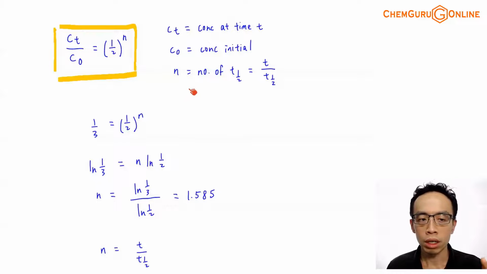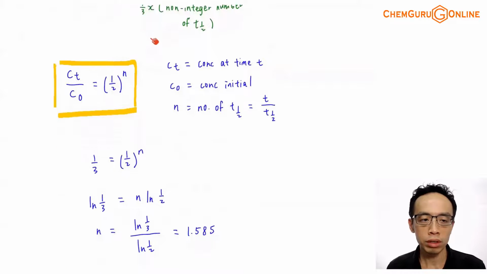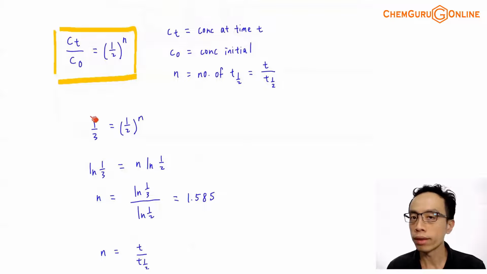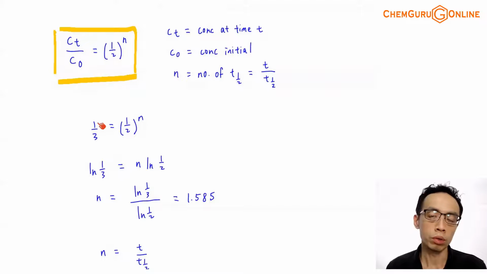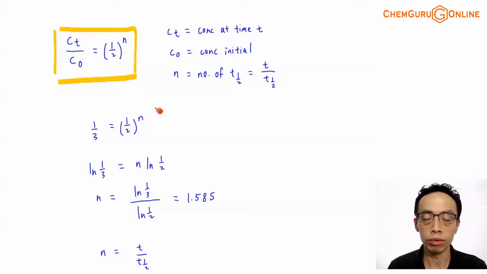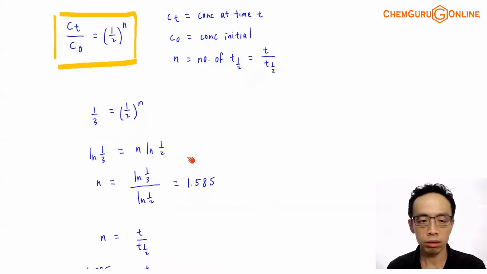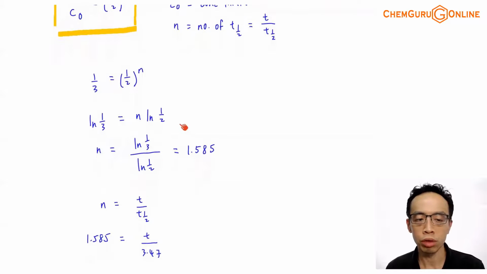We know that the concentration of our reactant is at 1/3 of its initial concentration. So therefore, Ct divided by C naught will be 1/3. And now what we want to do is solve for n. So 1/3 is equal to half to the power of n. Then we can take natural log on both sides. So ln 1/3 is equal to n ln 1/2. And I can do my calculation. I can solve for n. n is equal to 1.585.